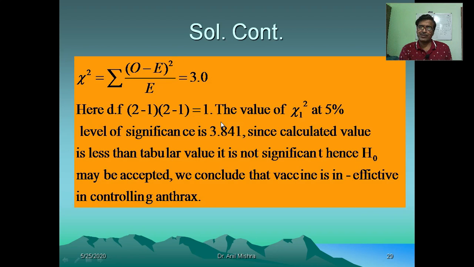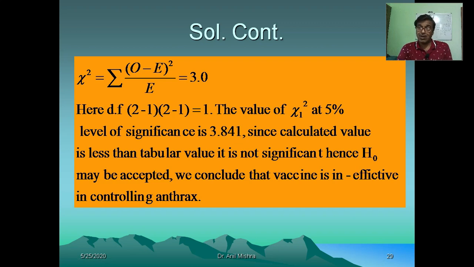Your chi-square value is 3. Degrees of freedom is 1. At the 5% level of significance, the critical value is 3.841. The calculated value is less than the critical value, so it is not significant, and we accept the null hypothesis, right. So that is the concept without Yates correction.